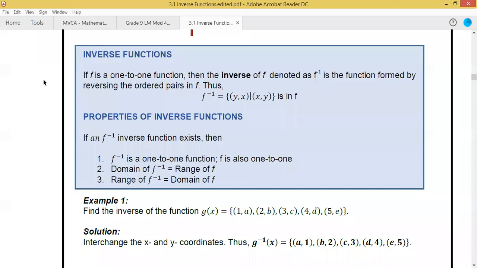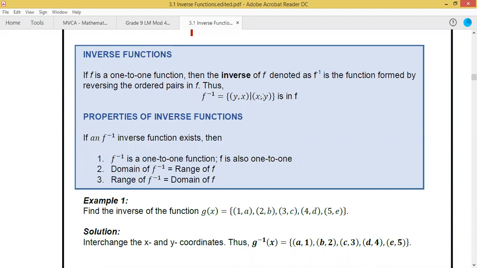Welcome back. This time, we'll talk about inverse functions. Now, if f is a one-to-one function, the inverse of f, denoted as f to the negative 1, we say that's the inverse of function f, is a function formed by reversing the ordered pairs in f. So how do we do the inverse function?